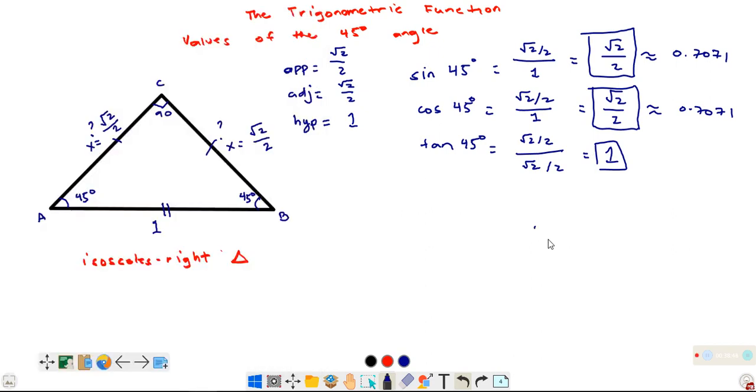So, this is the end of our discussion for the trigonometric function values of the 30-degree, 60-degree, and 45-degree angles. So, I hope that was clear.